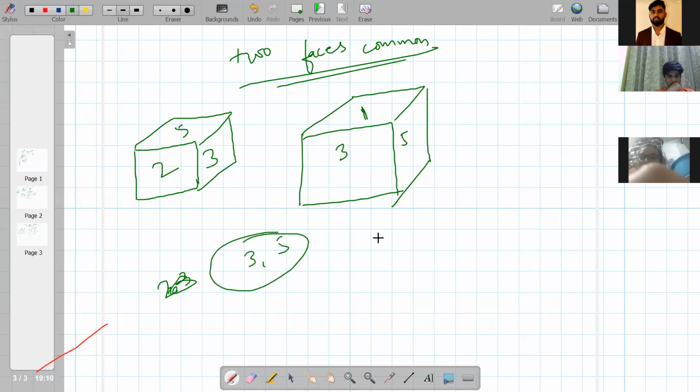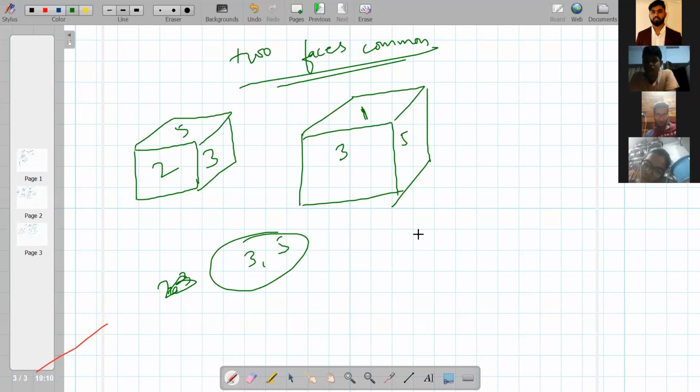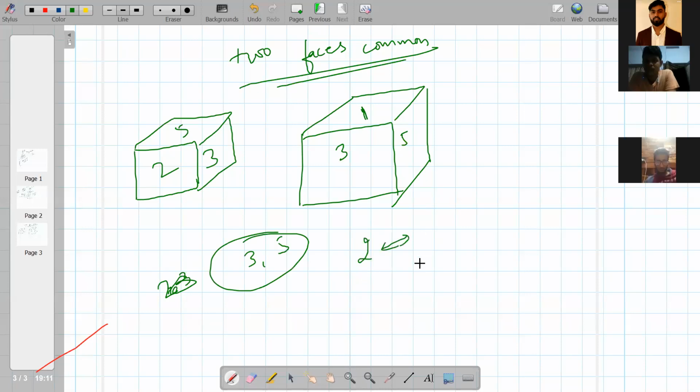Which is the uncommon phase? 2 and 1. Yes, very good. So in this case where we find that two phases are common, the uncommon phases will be opposite to each other. The uncommon phases will be opposite to each other.